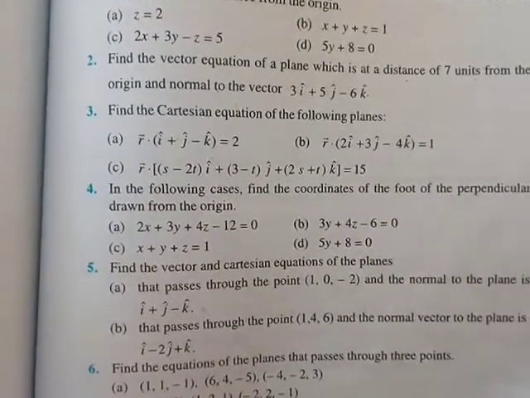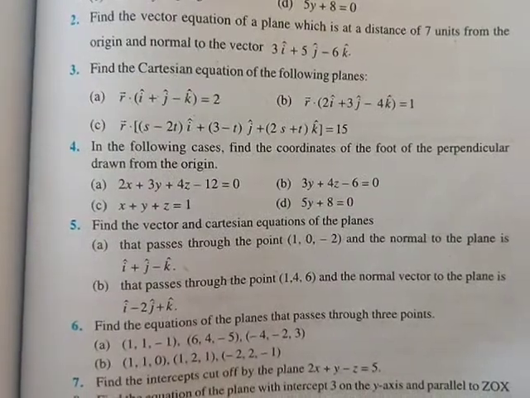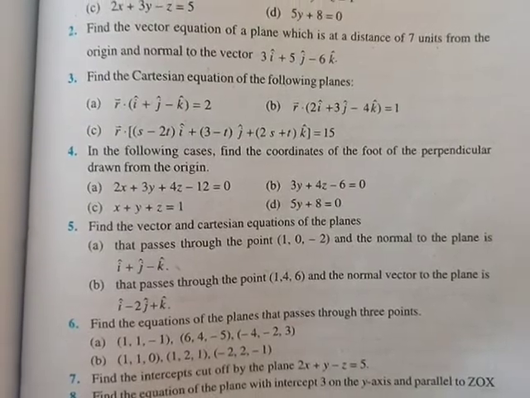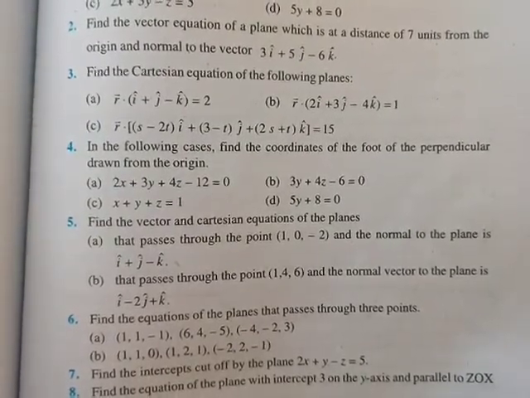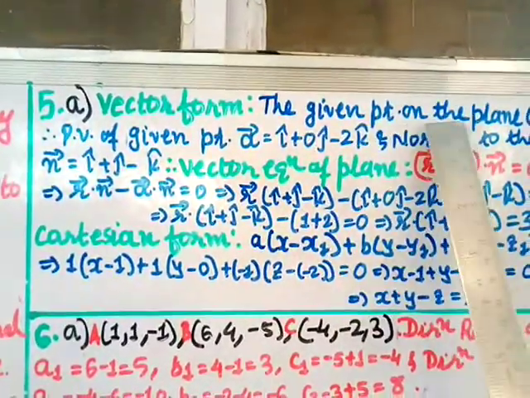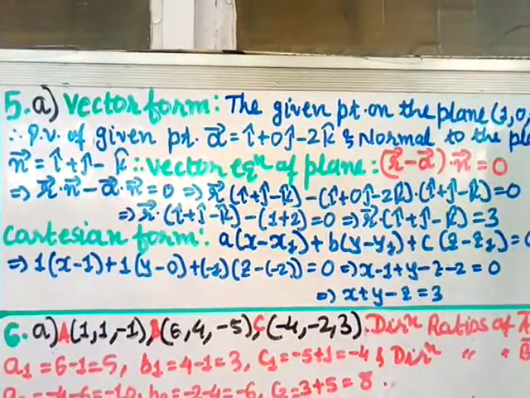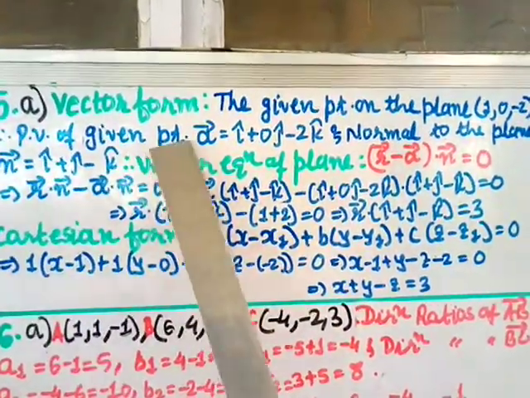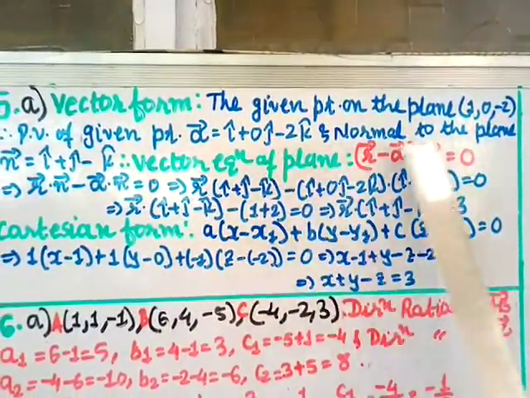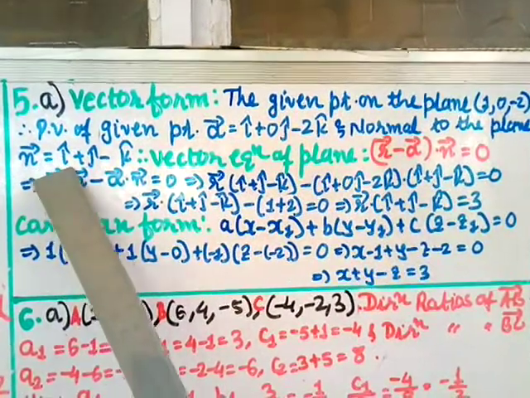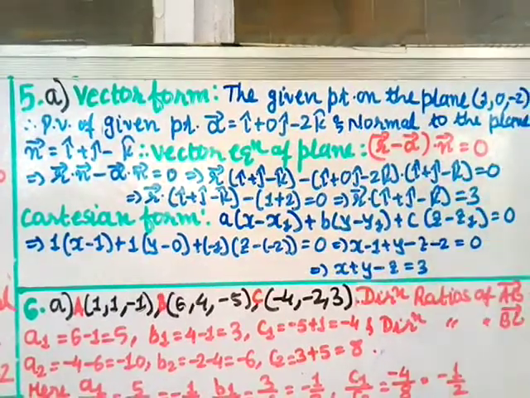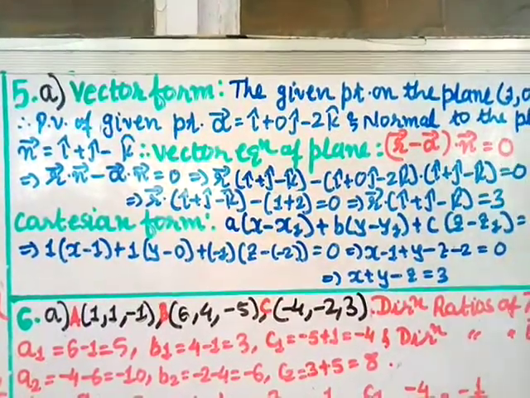Question number 5. Find the vector and Cartesian equations of the planes. Number A: that passes through the point 1, 0, minus 2, and the normal to the plane is i cap plus j cap minus k cap. So first we'll write in the vector form the given point on the plane, 1, 0, minus 2. We shall write the position vector of this point as vector a equal to i cap plus 0 j cap minus 2 k cap, and the normal to the plane is vector n equal to i cap plus j cap minus k cap. So the vector equation of the plane is, you know this formula, we have done this, r minus a dot n equal to 0.